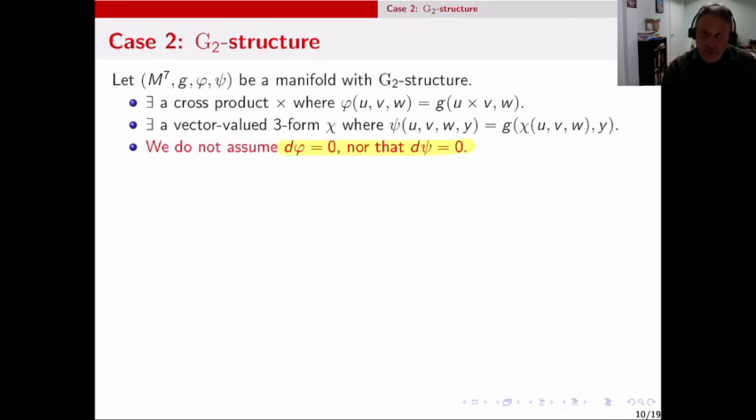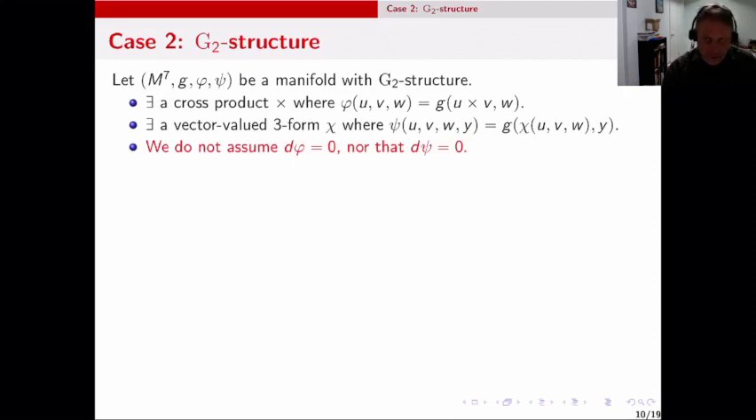Okay, so we have these structures, and again, we do not assume that either one of these is closed. They're both calibrations in the sense that they both have comass 1. If they're both closed, we have what's called a torsion-free G2 structure, and those have special holonomy. The holonomy of the Levi-Civita connection lies inside the exceptional Lie group G2. But if one of these forms or both are not closed, then that's not true.